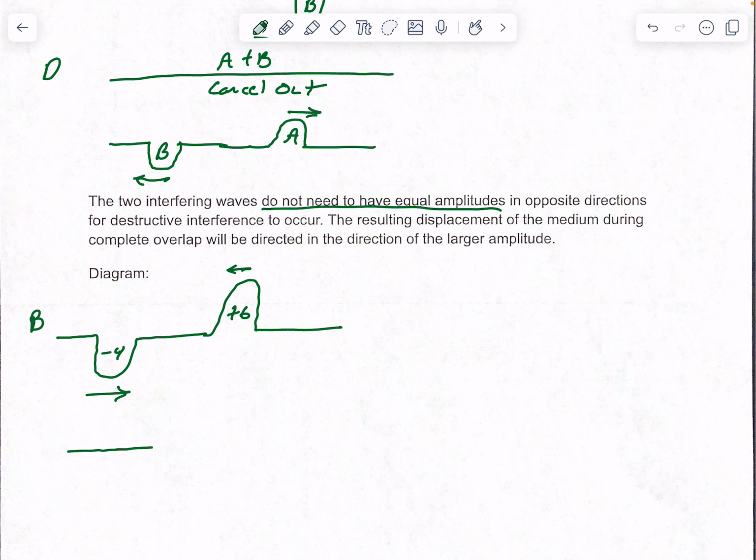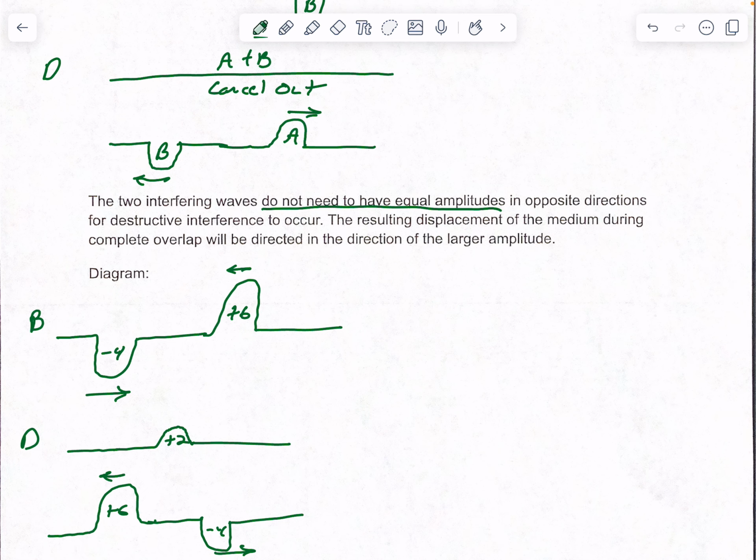So when they meet in the middle, you're going to have a smaller amplitude in the middle. It's still going to be positive, and it's only a positive 2. So this is during. And then after, they're going to go back to the way they were. So this goes back to being a positive 6, going to the left, and then this goes back to a -4 going to the right.